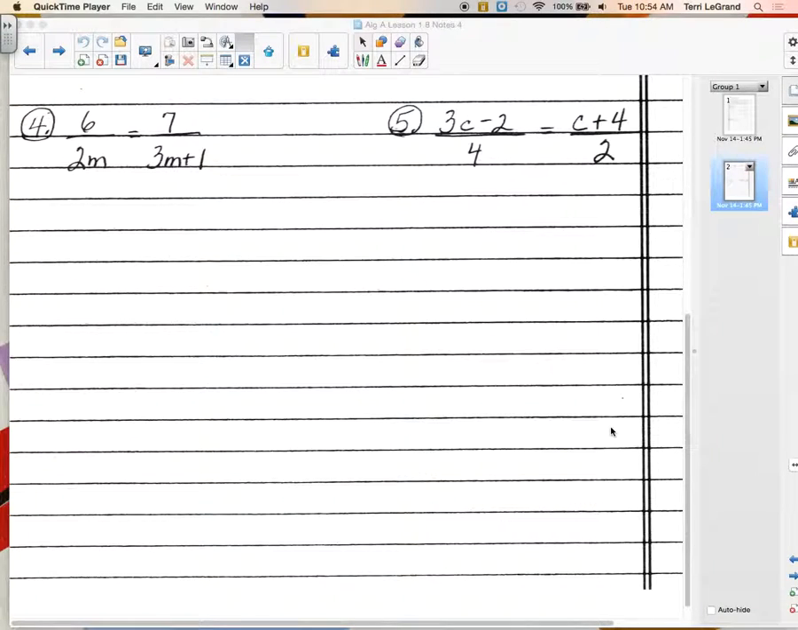The notes that we started yesterday, where we're still solving proportions and we're using cross products to do so. So we still have the same learning goal: I can use the cross products property to solve proportions.